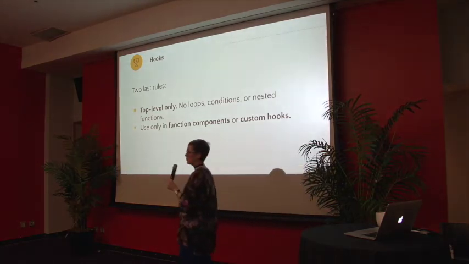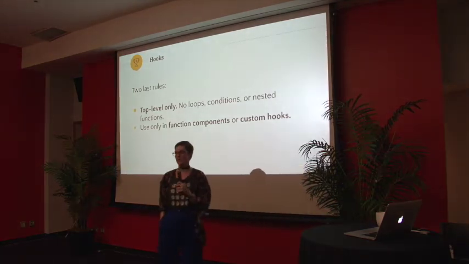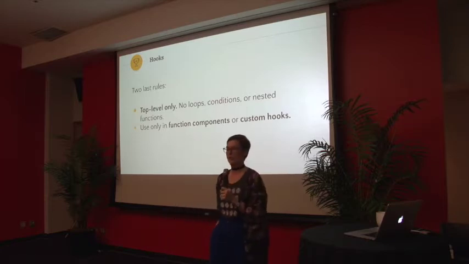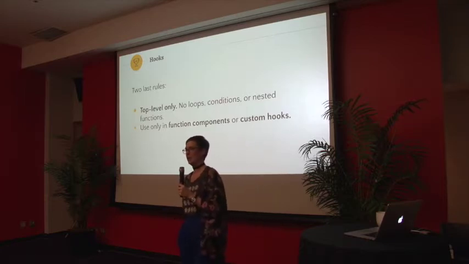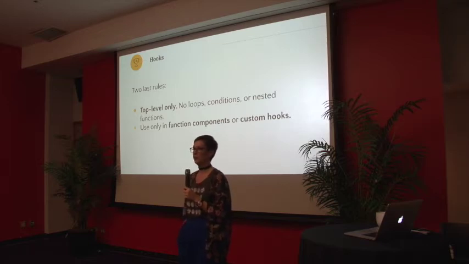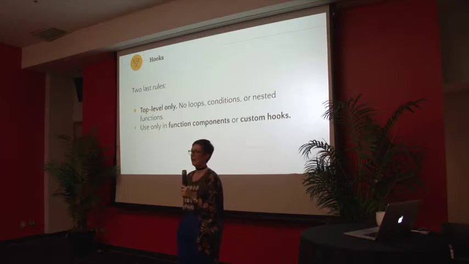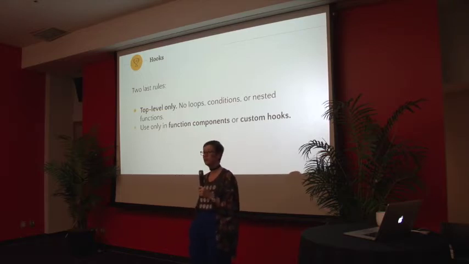Those are the 3 hooks. 2 last rules. I didn't make these rules up. These are rules from React. So they have to be top level only. And what I mean by that is you can't have a conditional in your component that decides whether or not to set state. You don't have a conditional in your component that decides whether to loop through a use effect.